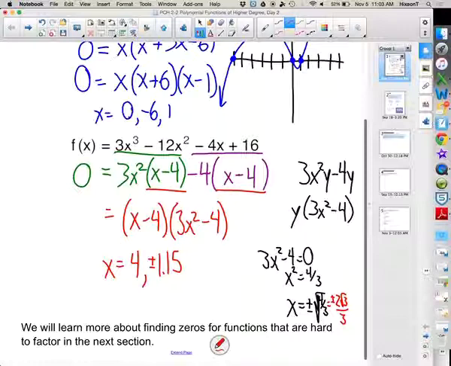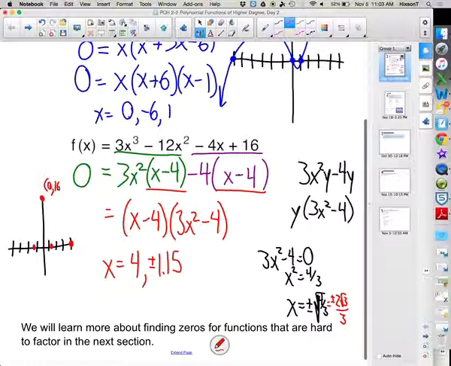Okay, so at this point, we can actually get a pretty decent sketch of this. If I were to graph my zeros, there's 4. Here's a positive 1.15. Here's a negative 1.15. By the way, just by looking at the function, what other point do I know? 16. What point is that? 0, 16, our y-intercept. Okay? So I know 0, 16.